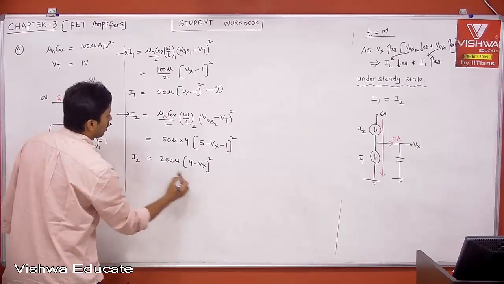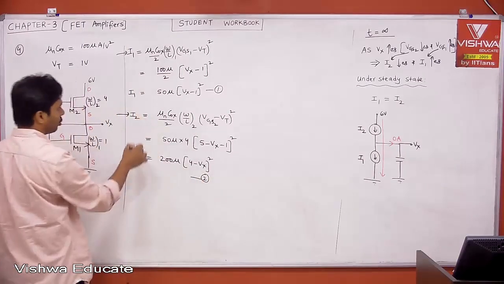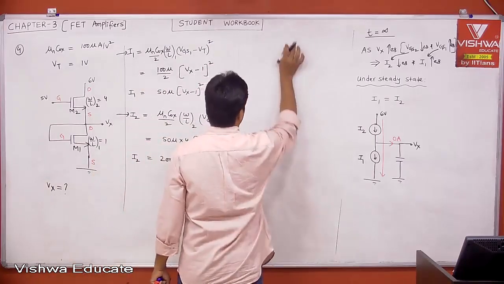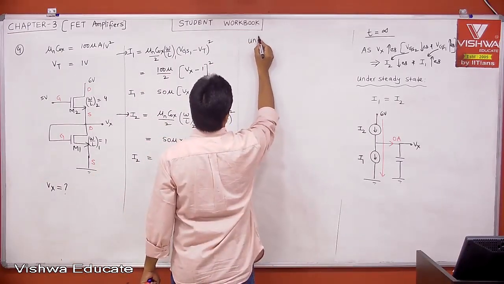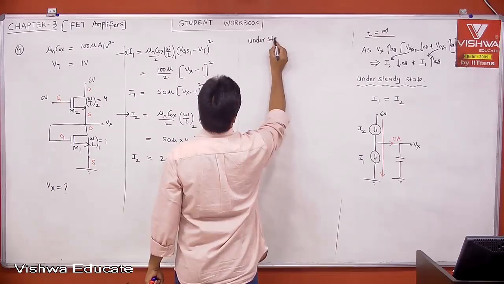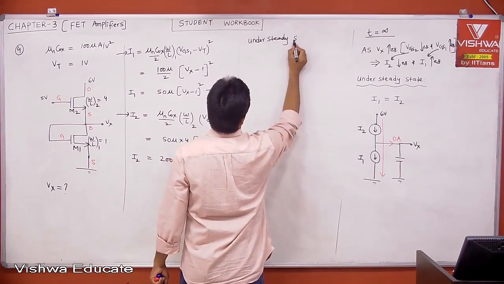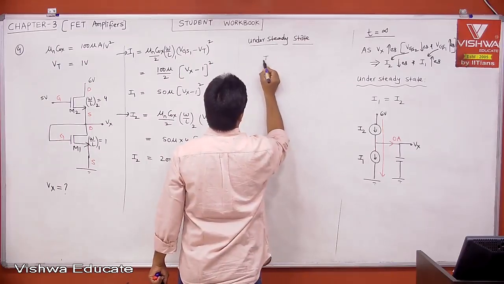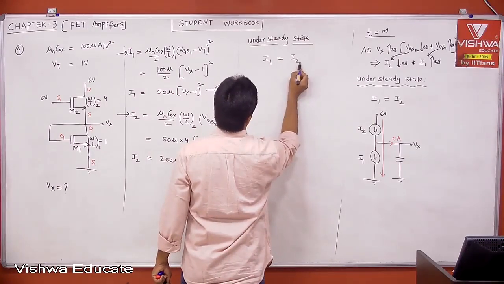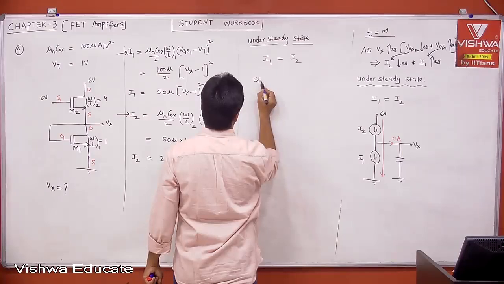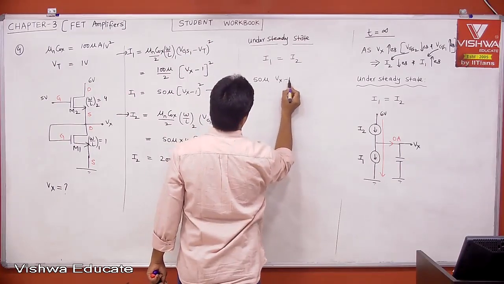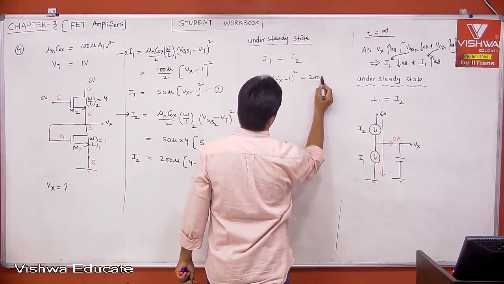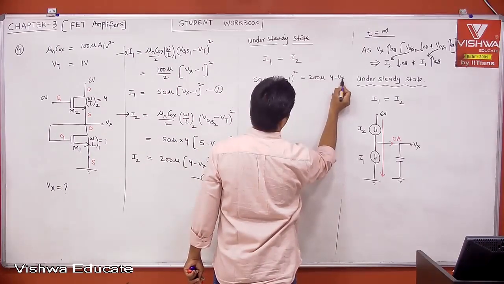This is I2. We know that I1 is equal to I2. Both are same under steady state. Then for that only we need to find what is Vx. Therefore, under steady state, I1 is equal to I2. Therefore, 50 micro into Vx minus 1 whole square is equal to 200 micro into 4 minus Vx whole square.